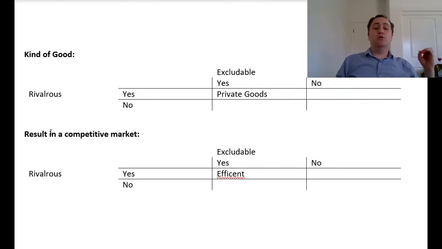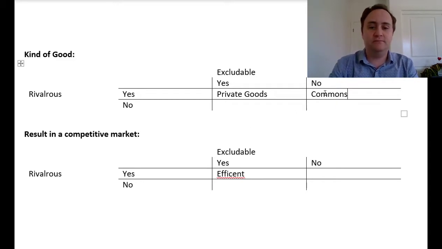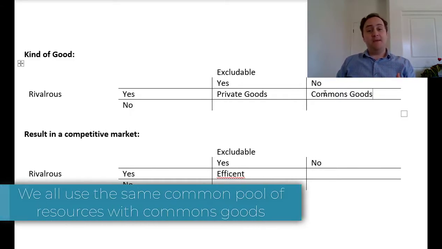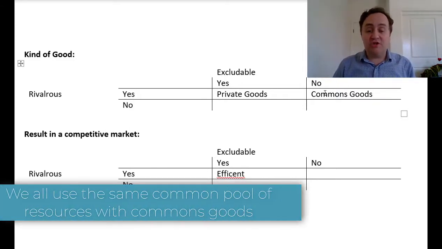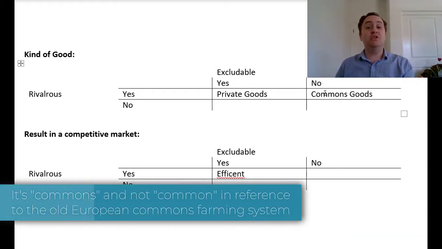How about something that is rivalrous but not excludable? This is something that if I use it up, then there's none left over for you, but we can't stop people from using it. These are what are called commons goods, right? Because I can't stop you from using it, but when you do use it, there's less left over for me. So an example of this might be fish stock in the ocean. If we took away the fishing permit system, then fish stock in the ocean would become a commons good.